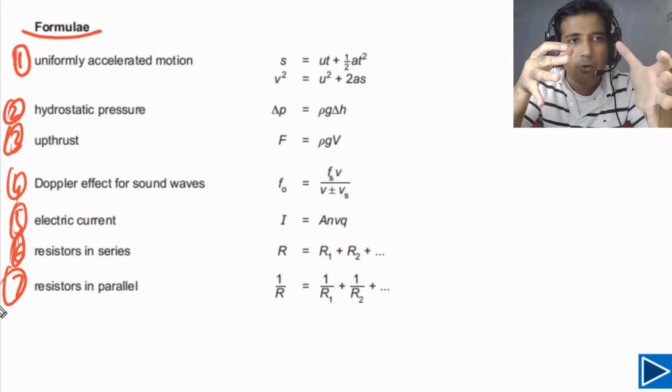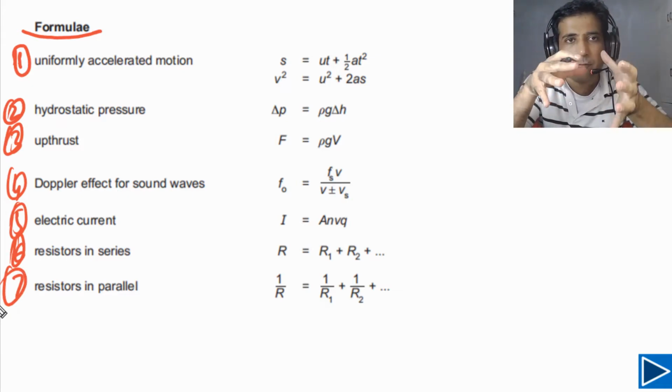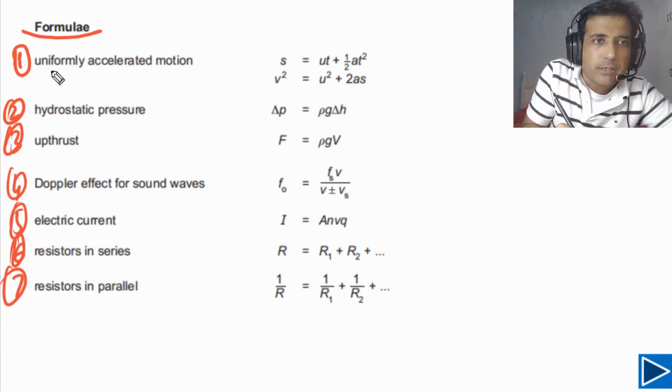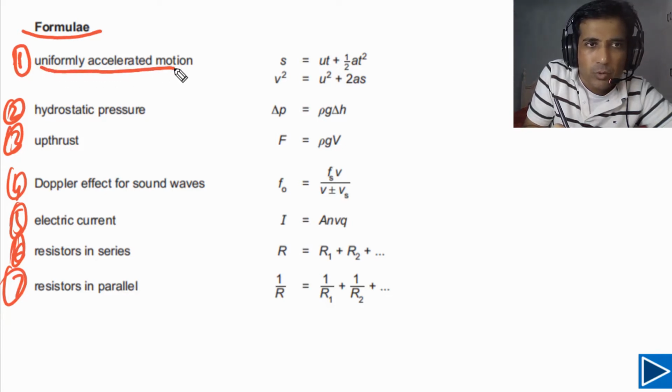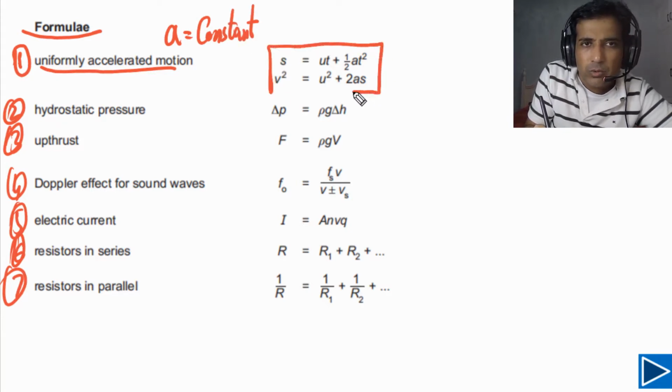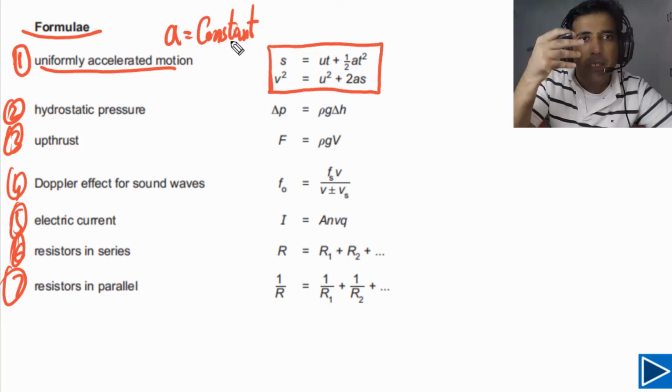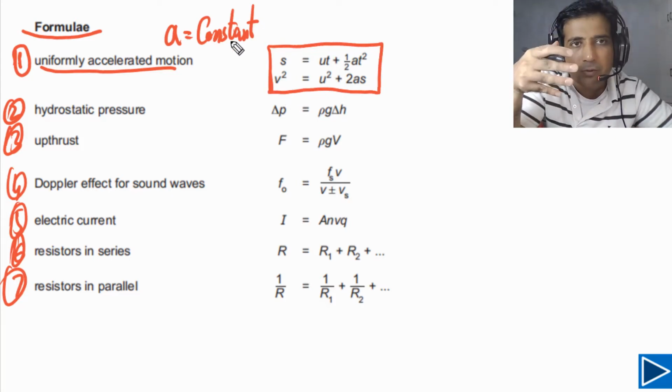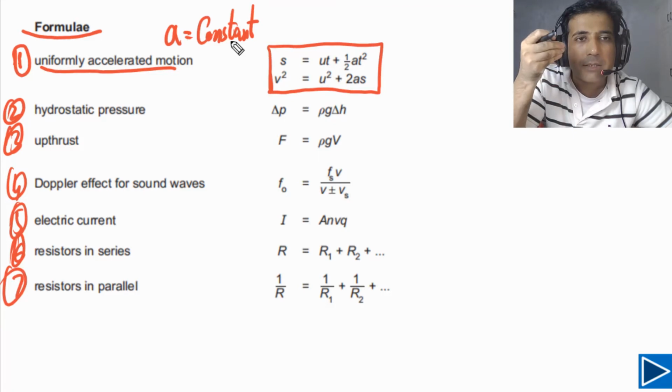Meaning you have formulae about 7 different concepts. The first one is about accelerated motion, if acceleration is constant, meaning when acceleration is uniform. So these two formulae you can only use if a is constant. a is constant means that the value of a is not changing with time, or simply you can understand the value of a is just one value and that value is not changing with time.